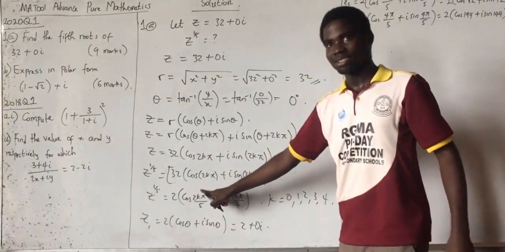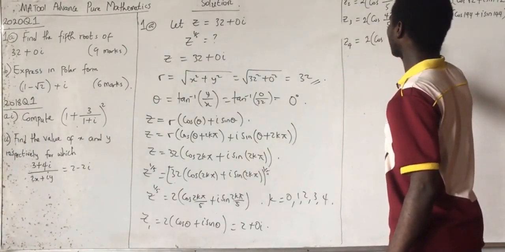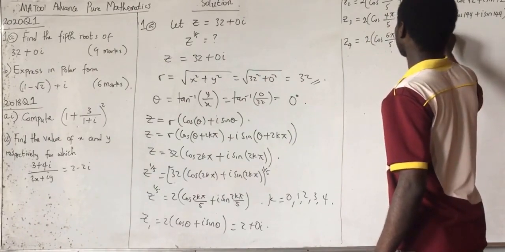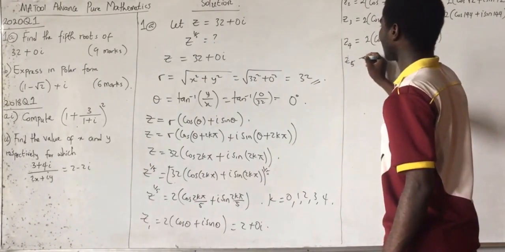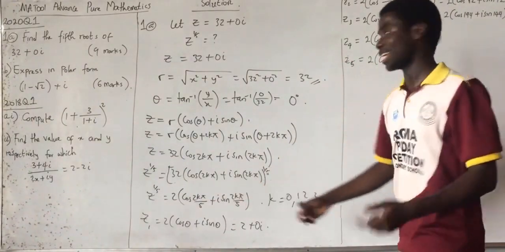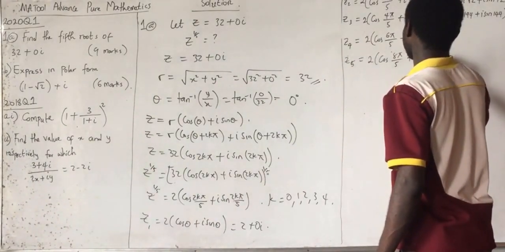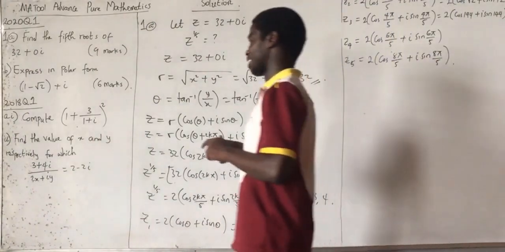2 times 3 is 6. That's 6 pi. So 6 pi over 5. So you have 2 cos 6 pi over 5 plus i sine 6 pi over 5. Then the last answer, Z5, you have 2 cos, k is 4. 2 times 4, 8. Cos 8 pi over 5 plus i sine 8 pi over 5. So this is the 5 answers you need to obtain.